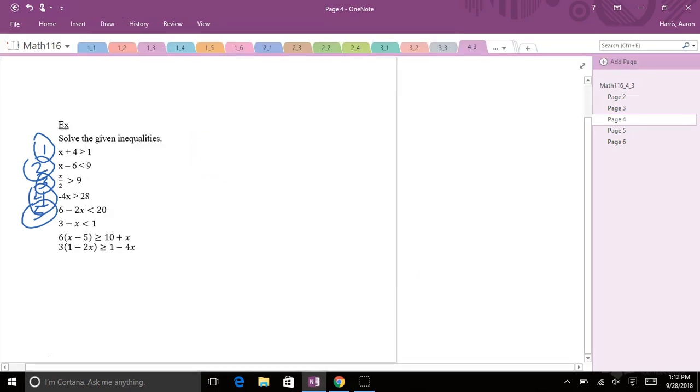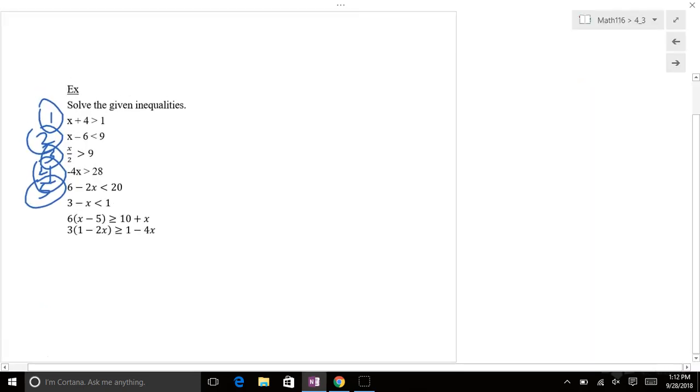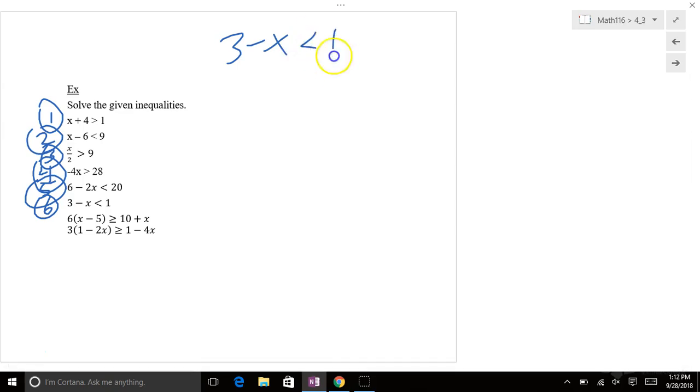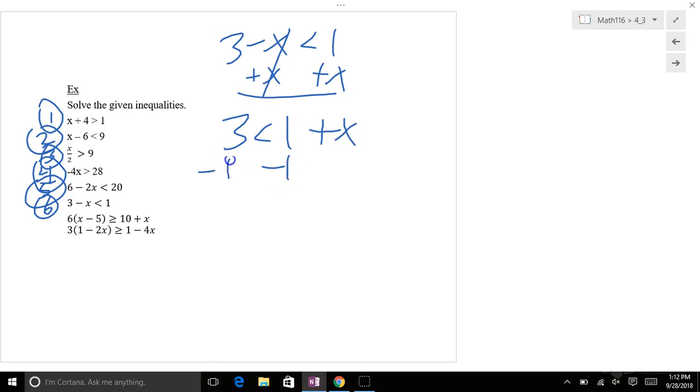All right, number 6. 3 minus x less than 1. And let's say you took your x over, just for kicks here. You got 3 is less than 1 plus x, can't combine those. Now take your number over, 2 is less than x. Remember, x has got to be on the left-hand side.